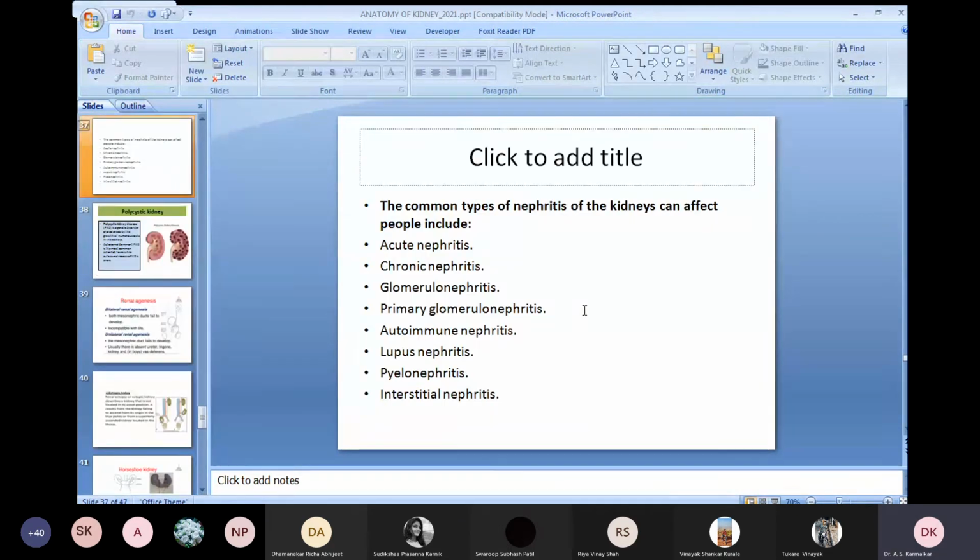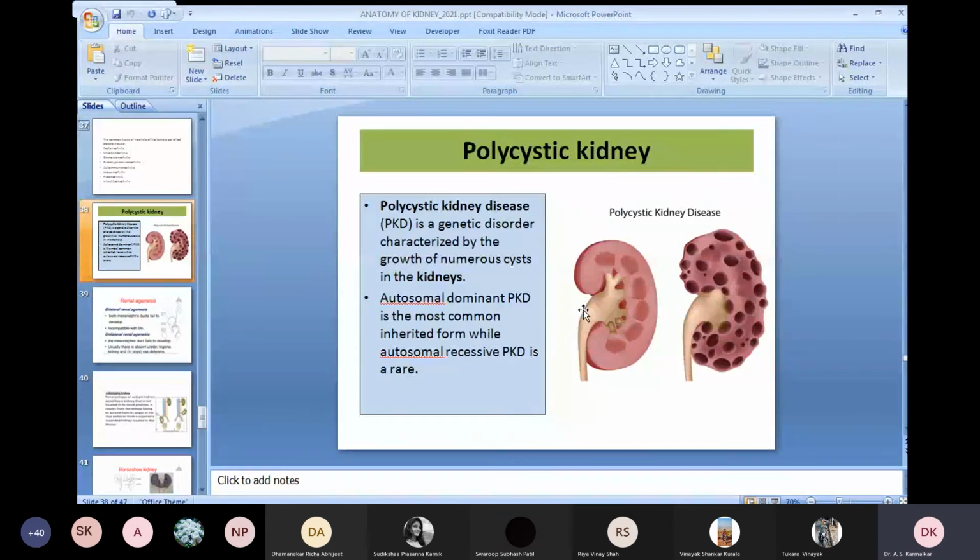If you see the polycystic kidney, it is a kidney which is showing cysts, and it is an autosomal recessive disease. There is a communication gap between the secretory unit and the excretory unit. That much part you can remember.